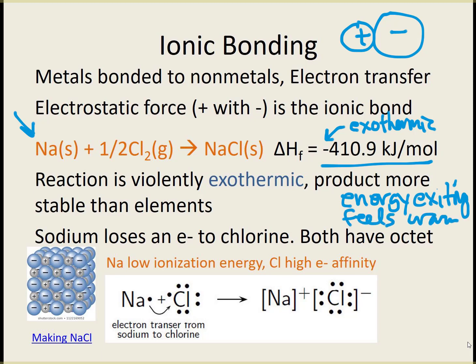In the process of reacting, sodium loses an electron to chlorine, and then this makes them both have an octet. And here's a crystal structure down here. You can see that it's a repeating pattern of positive, negative over and over and over, and these end up being very, very large crystals.